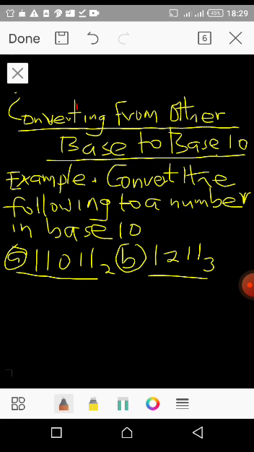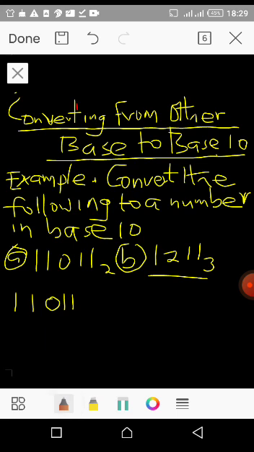So we're going to start with the first one, which is converting from other bases to base 10. I have the very first question here, an example. We have to convert the following numbers to base 10, and the first question I'm going to solve is 11011 in base 2. I want to convert this to base 10. To convert from another base to base 10, we apply a method known as successive multiplication. We multiply by the base successively.